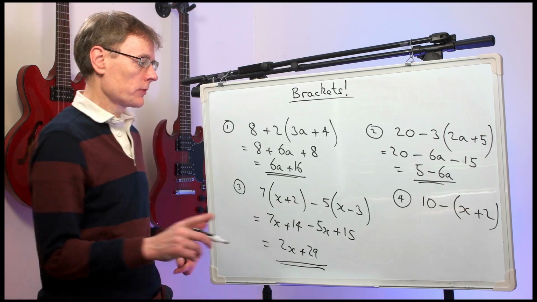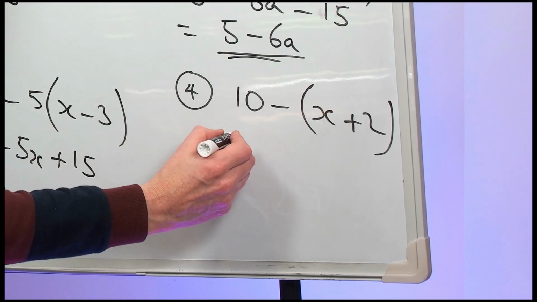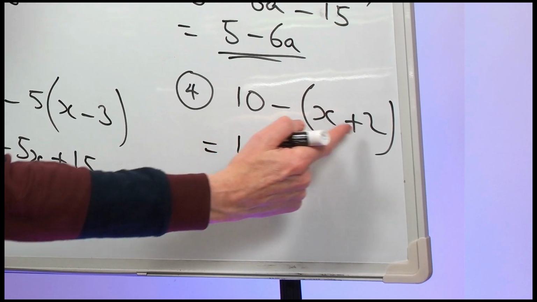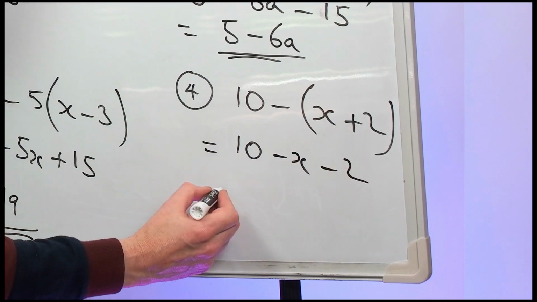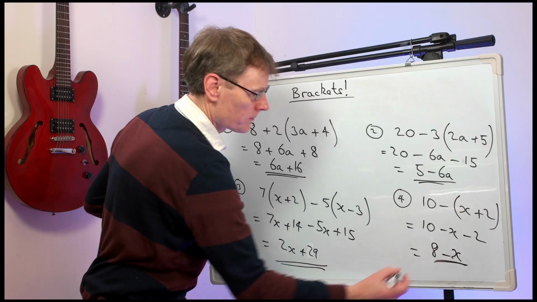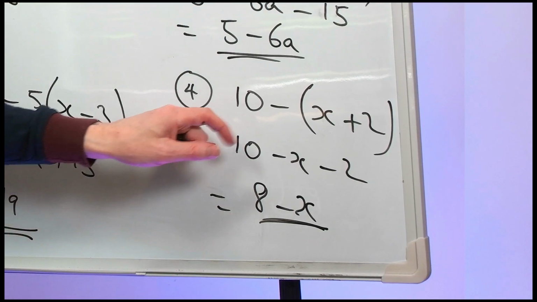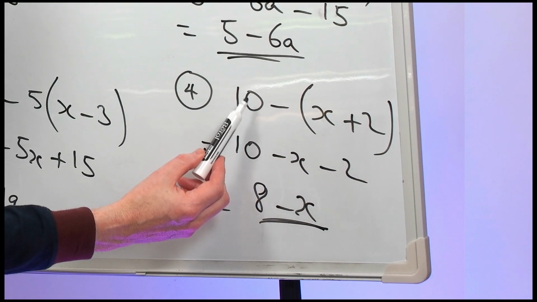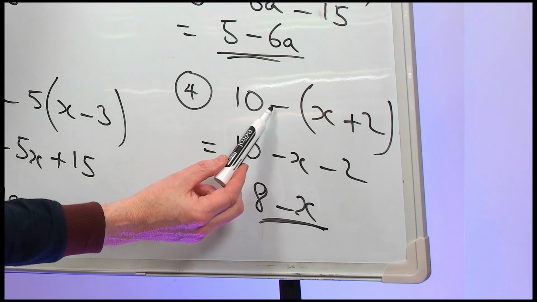And the last one. So number 4, we have 10 minus x minus 2. So that's 8 minus x. So here we had 10 take away that. 10 take away one of those. So 10 minus the x and minus the 2.